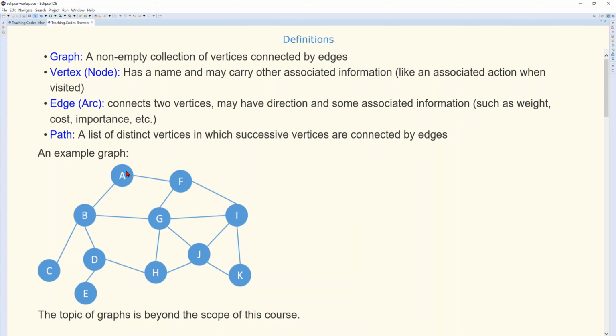So a path defines the sequence of cities or vertices that should be visited to go from the source, say A, to the destination, say K. So to go from A to K, I can define a path like A, F, I, K, or an alternative path like A, B, G, J, K. Of course, you can find many alternatives in this graph.